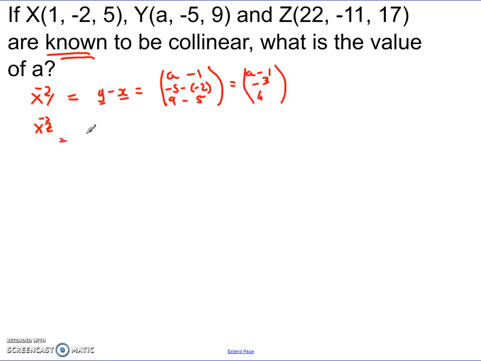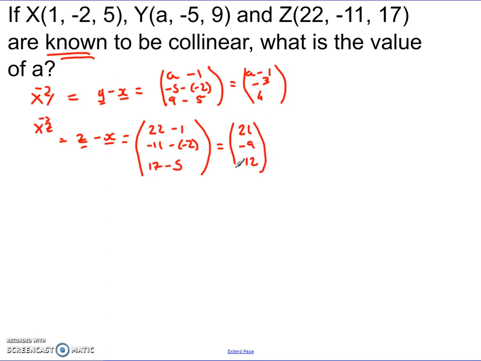If I look at the x to z one, I do the z minus the x. So this one here, take away that one. So I've got 22 take away 1, negative 11 take away negative 2, and 17 minus 5. What that then lets me do is write it as 21, negative 11 minus minus 2, negative 11 plus 2 gives me negative 9, and 17 take away 5 is 12.